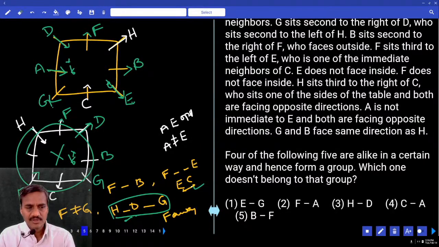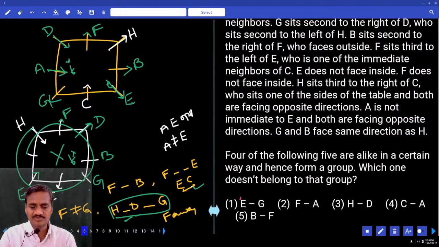C and A. Now this C is second to the right of A. B and F. B is second to the right of A. First E and G. E and G, how does it come for us? E and G, what happened to E? First person is second to the left. E is seated second to the left of G.